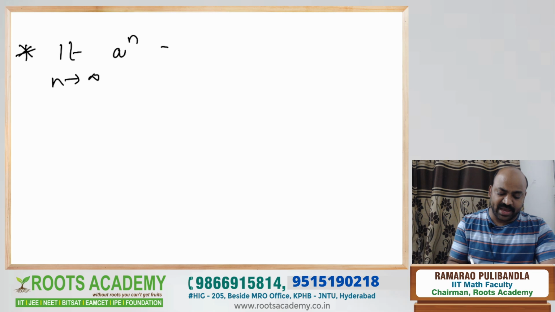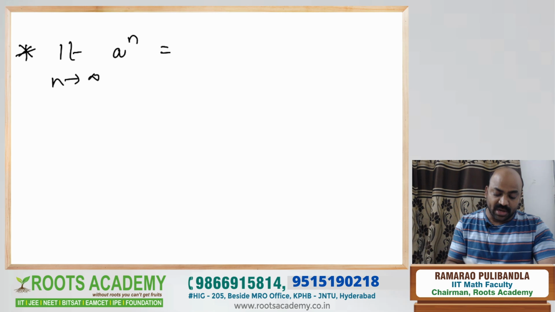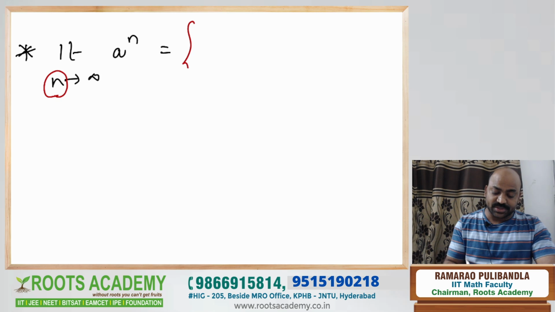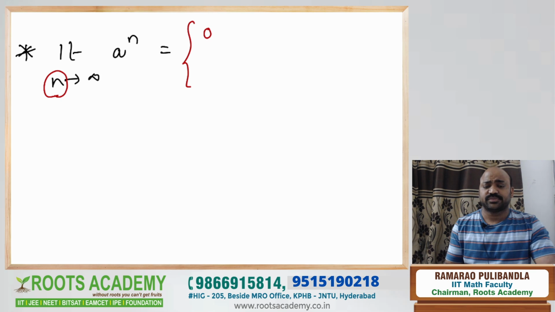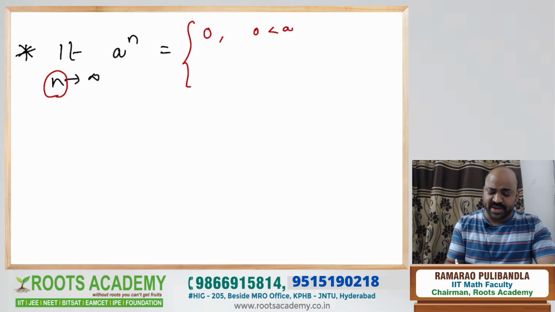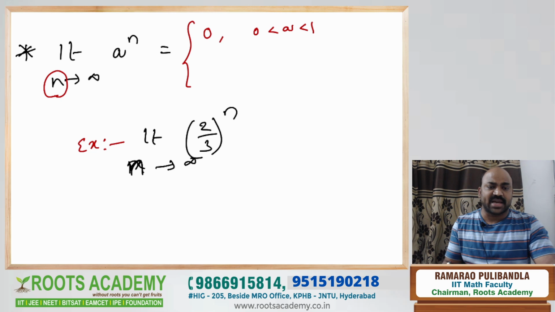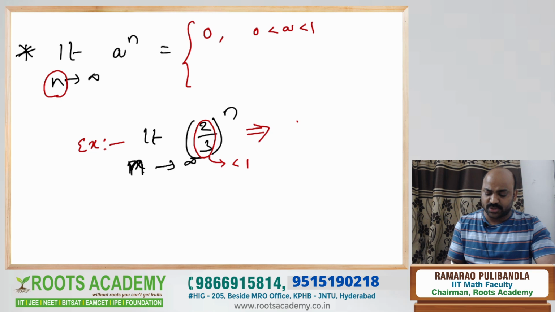Then after this, you have one more beautiful thing, dear students: limit n tends to infinity, a power n. Try to understand the meaning of it. Limit n tending to infinity, a power n is 0 when a is lying between 0 and 1. Example, somebody gave something like this: limit n tends to infinity, 2 by 3 whole power n. Can you give the answer for this? Since this 2 by 3 is less than 1, my answer is going to be 0. Are you getting what I'm saying?